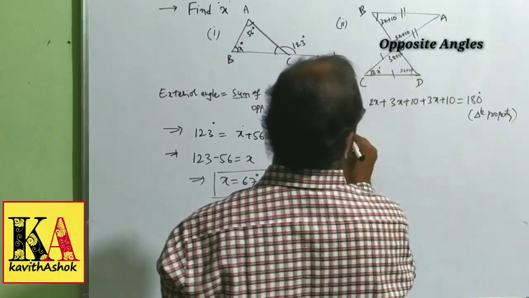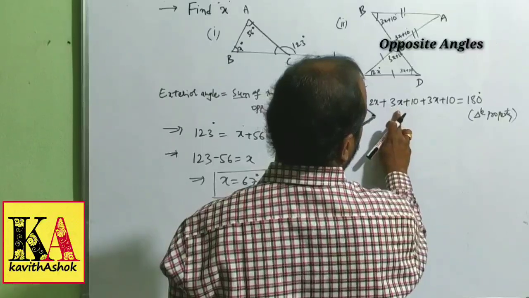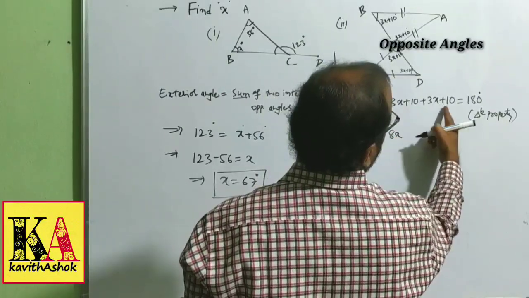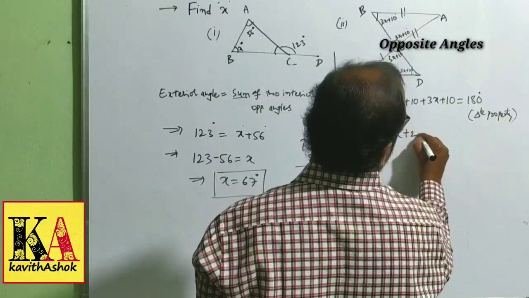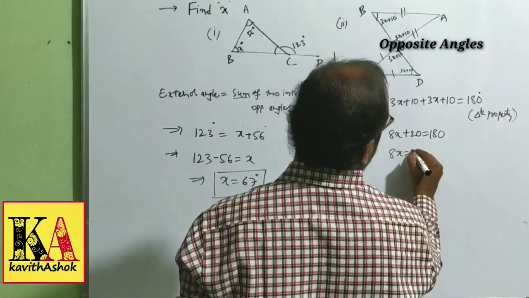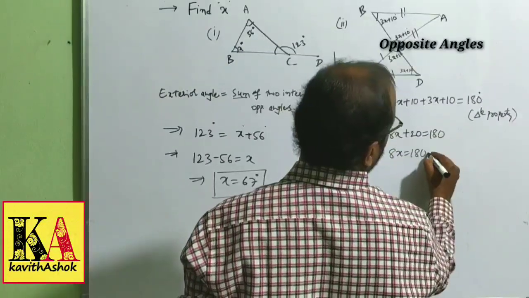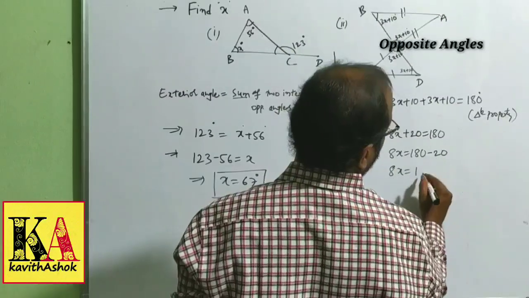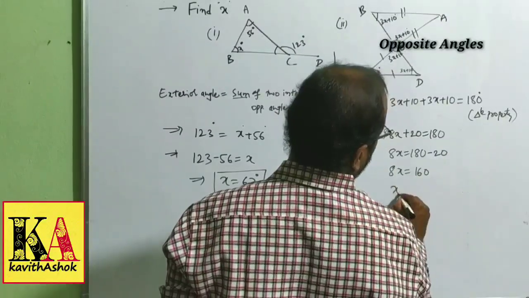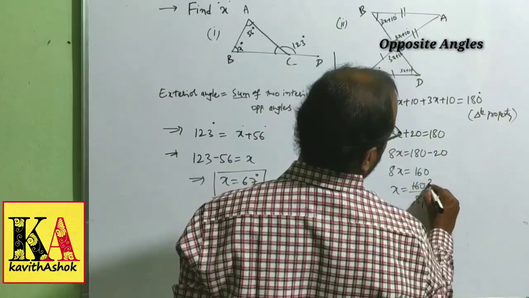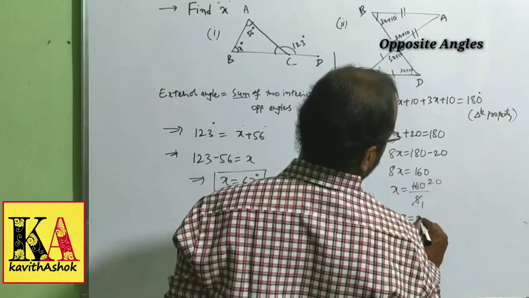So now 2x plus 3x is 5x, 5x plus 3x is 8x. 10, 10, 20 is equal to 180. Now 8x is equal to 180 minus 20, taking 20 to the right side. 8x is equal to 180 minus 20, which is 160. x is equal to 160 by 8. 8 twos are 16, 8 twenties are 160, so x is equal to 20.